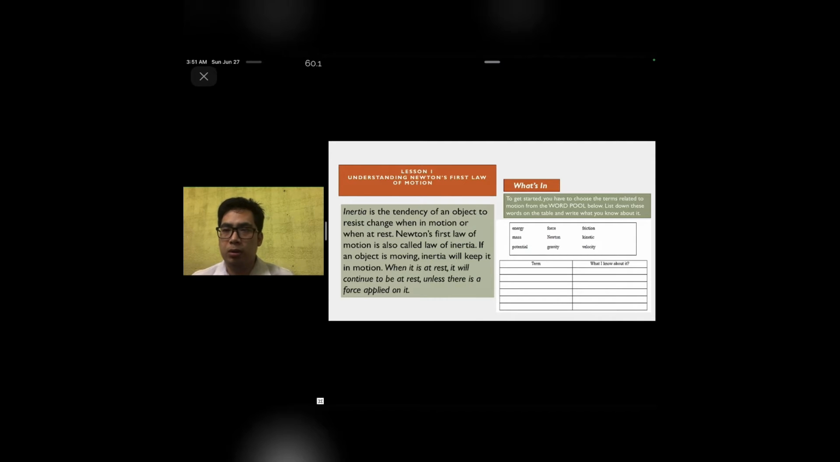To start, they will see in the module the What's In section. To get started, you have to choose the terms related to motion from the word pool. List down these words on the table and write what you know about them. We get their idea regarding the words in the box, and then they define what they know about each word. I have given my own expectation from my students.